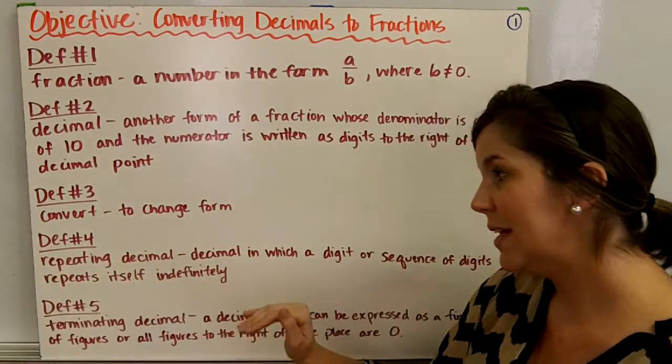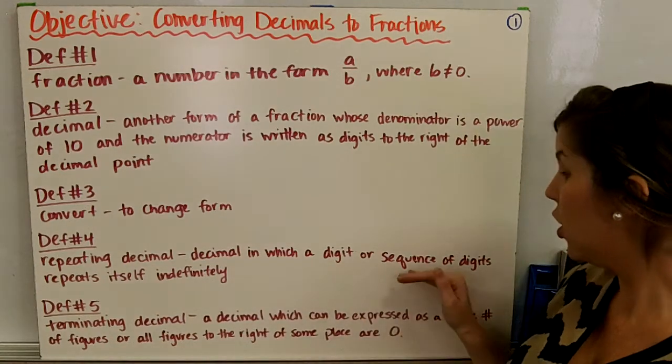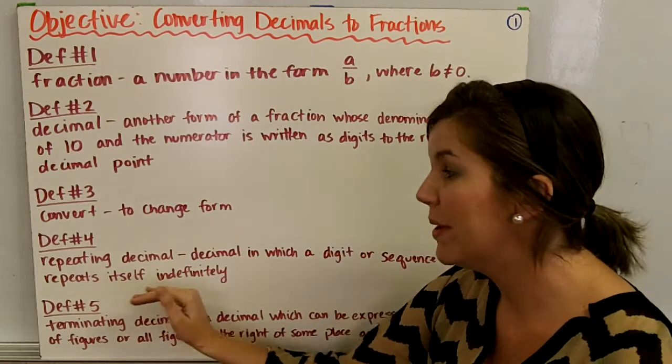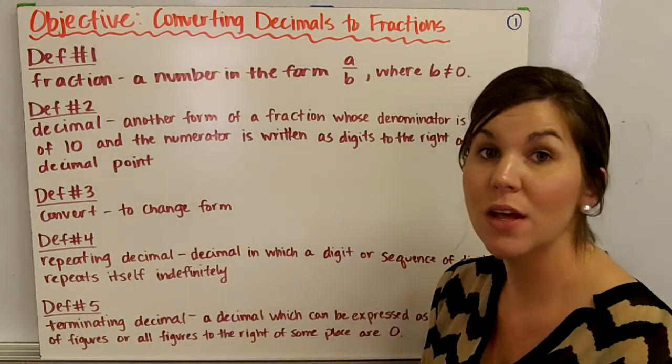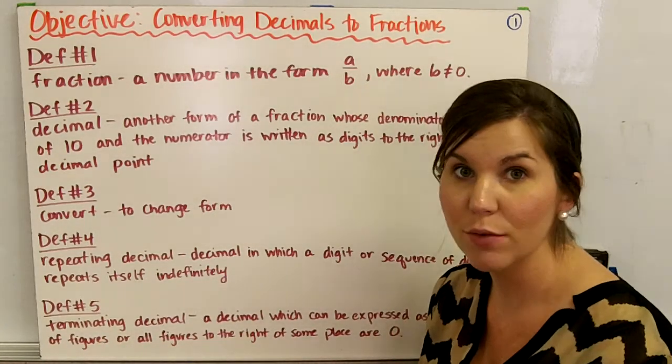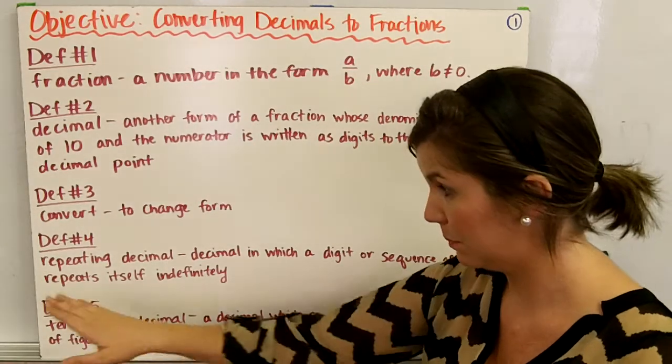Definition number 4, repeating decimal. A decimal in which a digit or a sequence of digits repeats itself indefinitely. So we have repeating decimals and then non-repeating decimals. Non-repeating means it doesn't repeat.